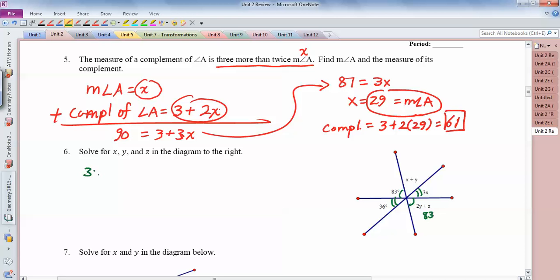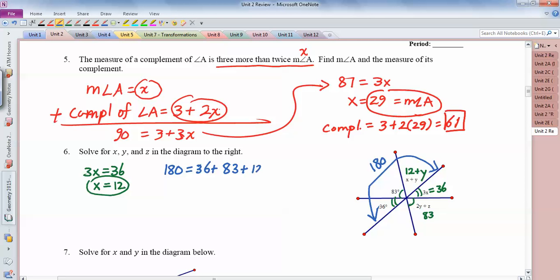So 3x could equal 36. When you solve that, you get x is 12. So right away, we've got x. Then this one is 12 plus y, and this one is 36. What could we do here? You could do a couple of things. One thing to notice is that that's a straight angle, so it adds up to 180. I've got a 36 and 83 and a 12 plus y that adds up to 180. So we could now set up this equation: 180 equals 36 plus 83 plus 12 plus y.